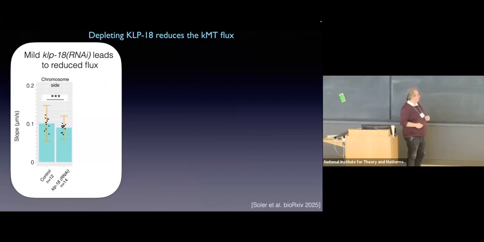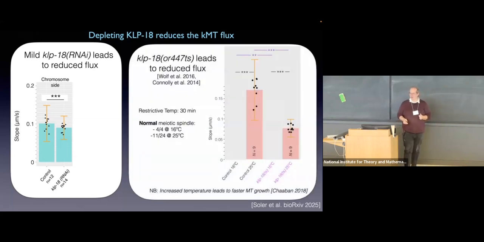So our first try was by RNAi, but because we need it for the meiosis, we can have only a mild RNAi. So we have a little decrease of the slope, but it was not really crazy. So we tried a different strategy using a temperature-sensitive mutant. There are plenty of them in the C. elegans world.